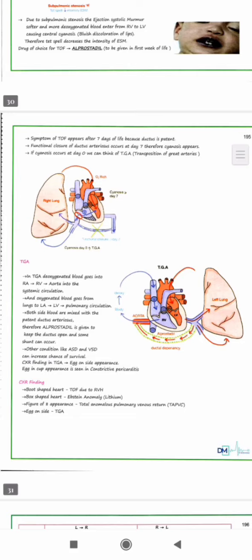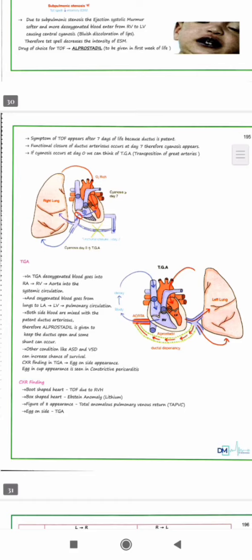Now there is TGA, in which deoxygenated blood goes into the right atrium from the right ventricle. And the oxygenated blood goes from the lungs to the LA. So both sides are mixed and lead to a patent ductus arteriosus. Now there is a characteristic finding, that is the egg-on-side appearance and egg-in-cup appearance, which we are going to see in constrictive pericarditis.